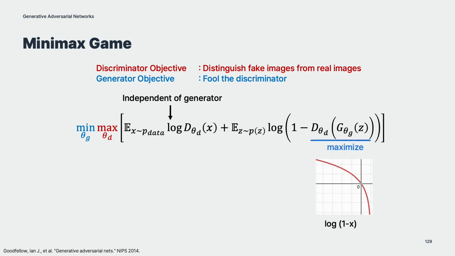The second term contains log(1 minus D(G(z))). Since the generator wants to minimize this term, the optimal case is when D(G(z)) is close to 1. In other words, the generator is trying to produce G(z) that looks so real that the discriminator outputs a value close to 1, just like for real data x.